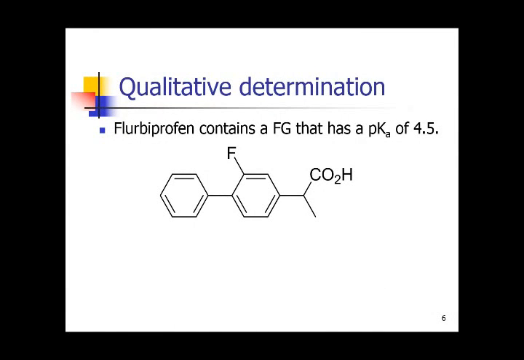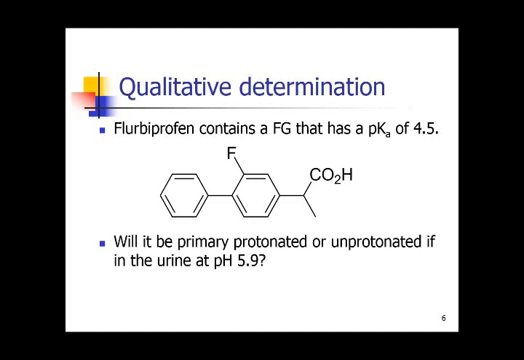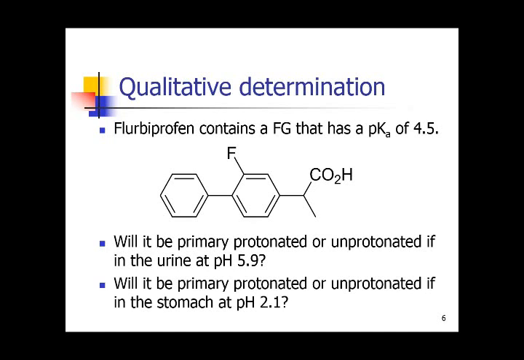So if we take a look at a molecule that has a pK of 4.5. Firstly, what's the functional group that has this pK value? It's the carboxylic acid. Falls directly in that range. So the first question I have is, will this be primarily protonated or unprotonated in your urine, which happens to have a pH of, hypothetically, 8.9? What about in the stomach if it has a pH of 2.1? So we can do this just generally qualitatively, which we did numerous times in earlier parts, but we can also do it quantitatively.